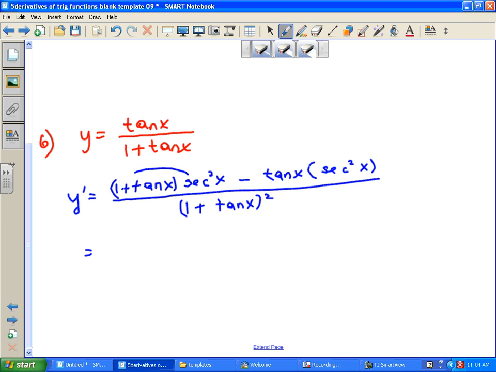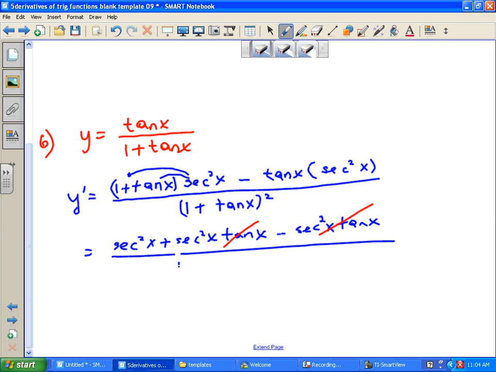Okay, now we can distribute the secant squared over here as secant squared x plus secant squared times tangent, minus secant squared times tangent at the end there. So clearly those last two terms are going to cancel, right? But I still have the bottom there, 1 plus tangent x quantity squared. So all we have left then is on the top secant squared x, and on the bottom 1 plus tangent x quantity squared.